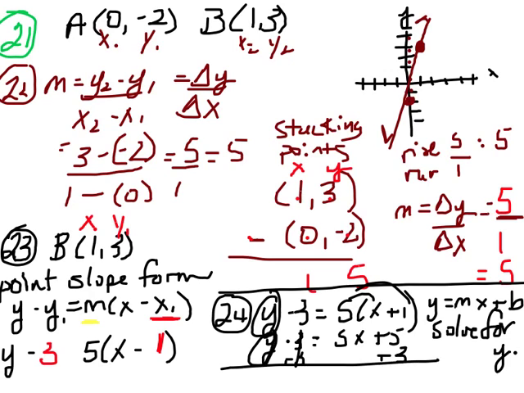That would cancel out, and I'd get y equals 5x, and 5 plus 3 is 8. All right, so I have y equals 5x plus 8. That's the slope-intercept form. The slope is 5. I see it right here. And remember this 8 on the end, that's my y-intercept.